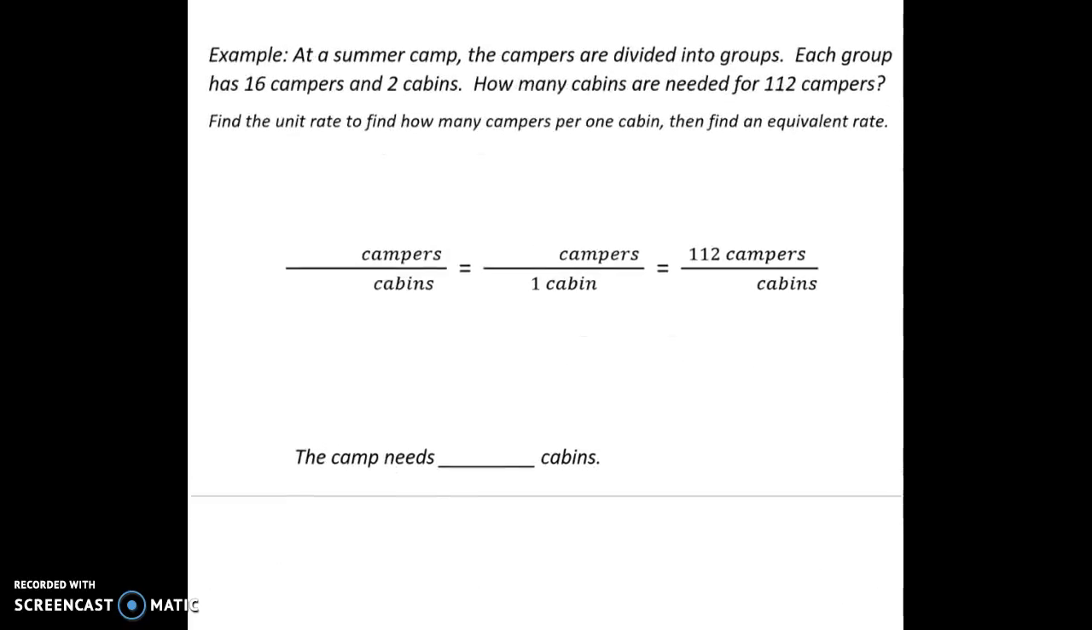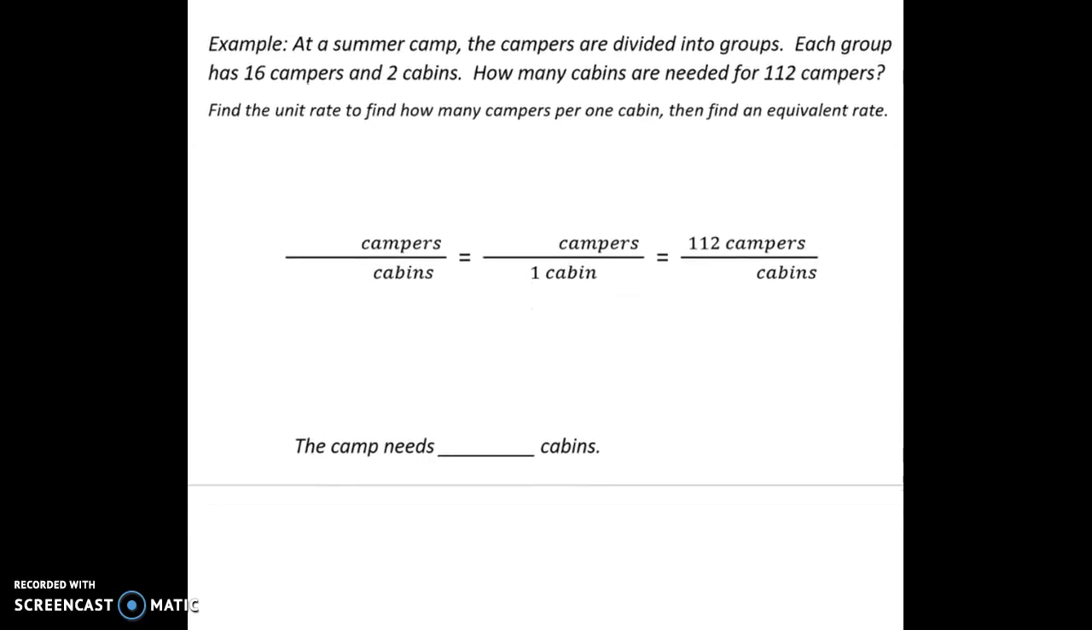So at a summer camp, the campers are divided into groups. Each group has 16 campers and 2 cabins. How many cabins are needed for 112 campers? So first I would find the unit rate to find out how many campers are in one cabin, then find an equivalent rate.